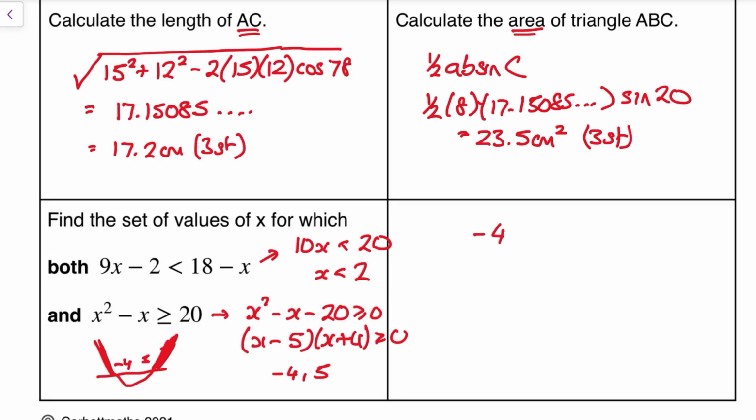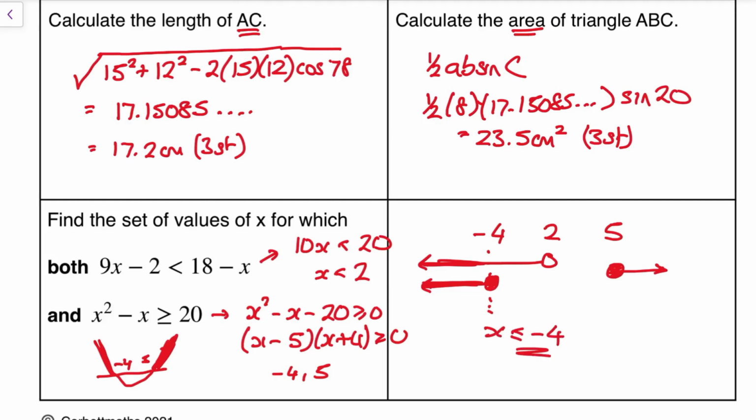So I've got my critical values of -4, 2 and 5 in order. I want all values that are less than but not equal to 2. I want all values that are less than or equal to -4, and I want all values that are greater than or equal to 5. So which values appear in both lines? Well, it's going to be these values here, isn't it? Because it applies here and it applies for this one as well. So the answer to this question is going to be all values less than or equal to -4.